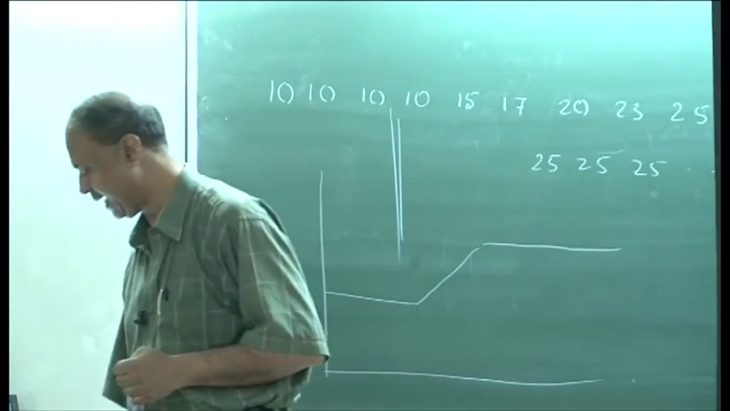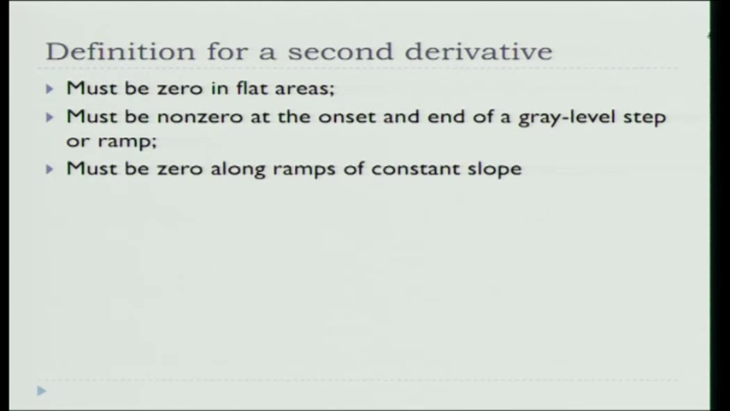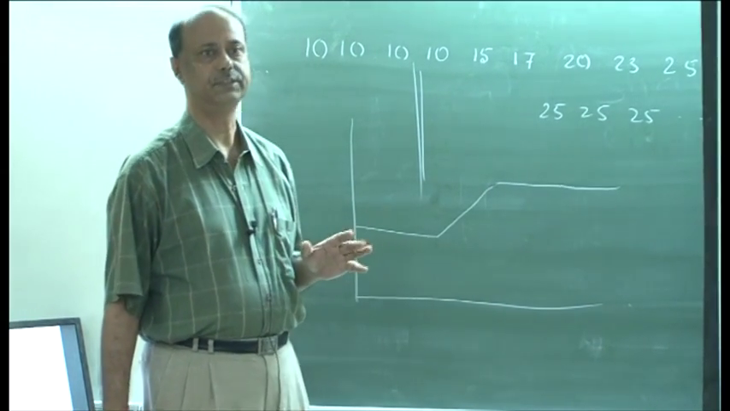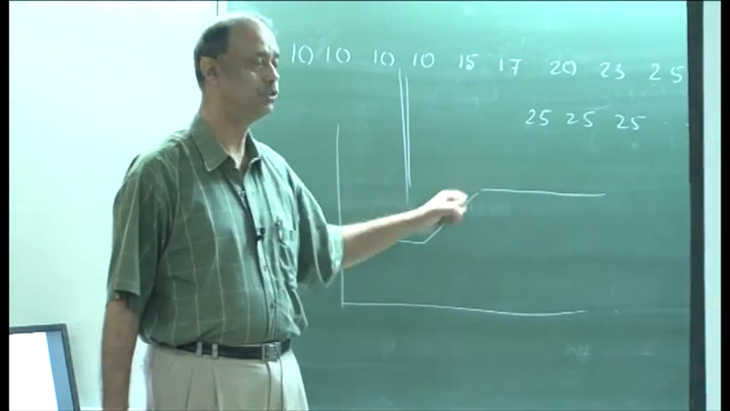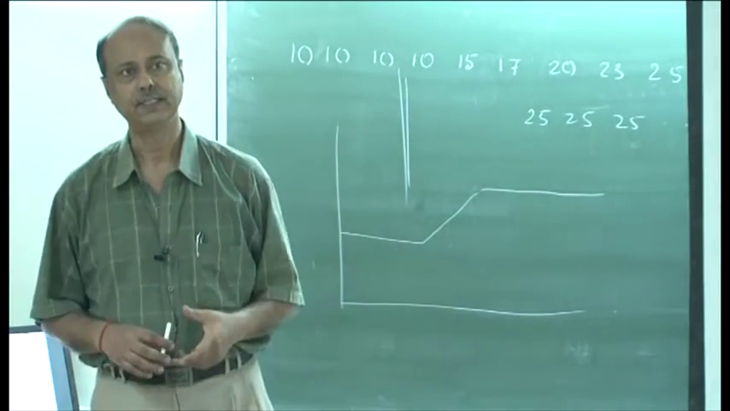But this is not the case with the second derivative. When the intensity level is constant, or the change in level is constant, you get 0. Along the ramp the second derivative also gives 0, but at these two points you will not get 0.